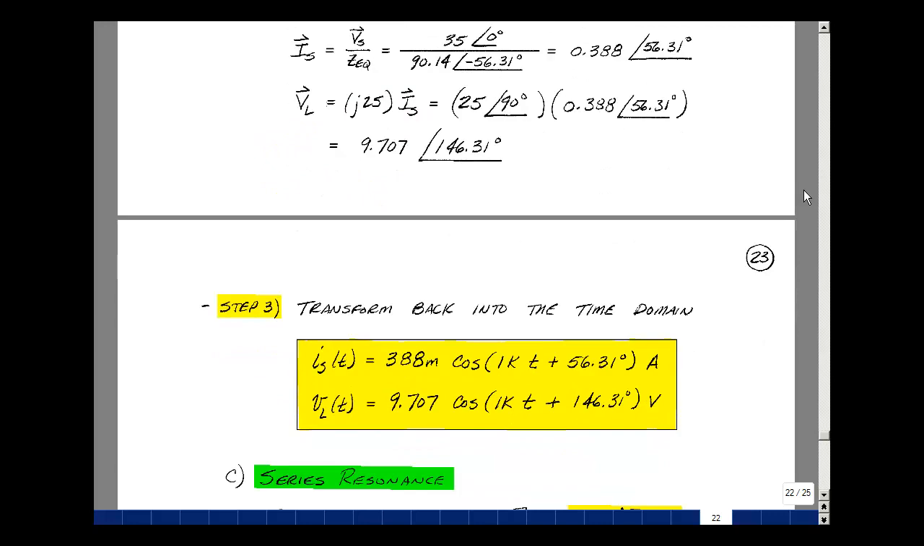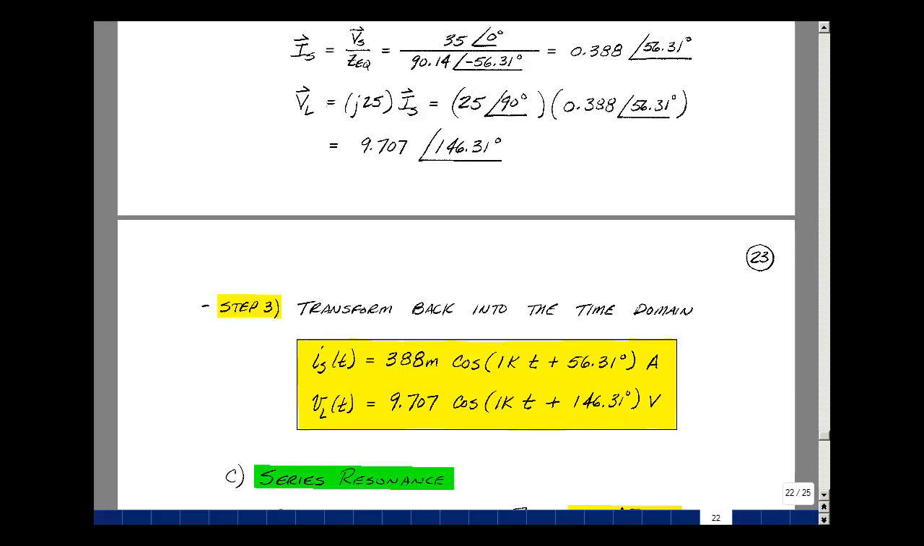Step three of my algorithm is to transform back into the time domain. Really all we're doing is putting the cosine of omega t between the magnitude and the angle. Current was 0.388, so that's 388 milli, at an angle of 56.31 degrees. I'm just going to put the cosine of 1000 t, again omega t, plus the angle, and the units would be amps. Likewise for the voltage, the amplitude was 9.707, cosine of 1000 t plus the angle of 146.31.